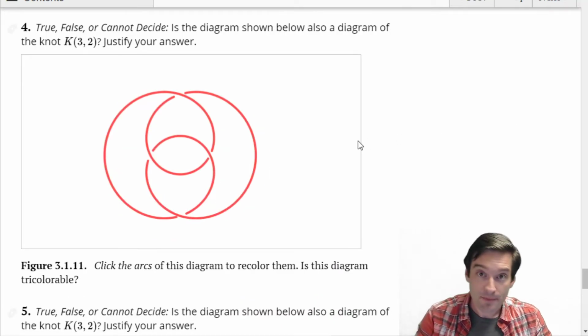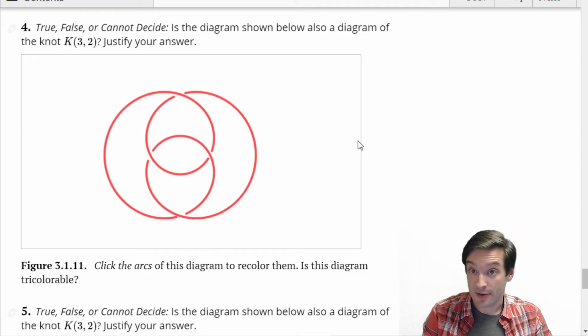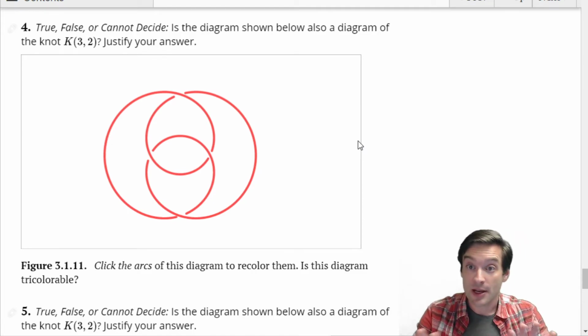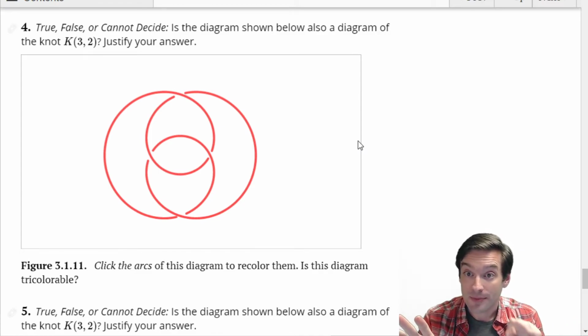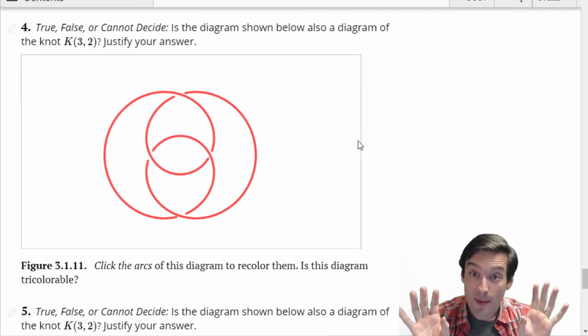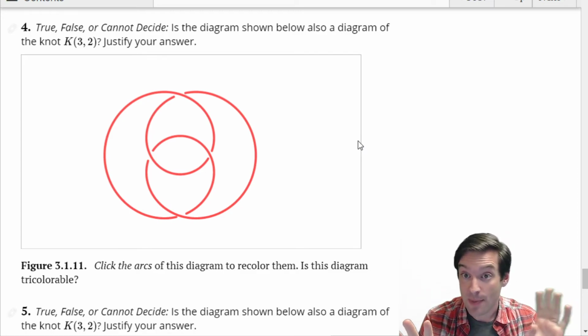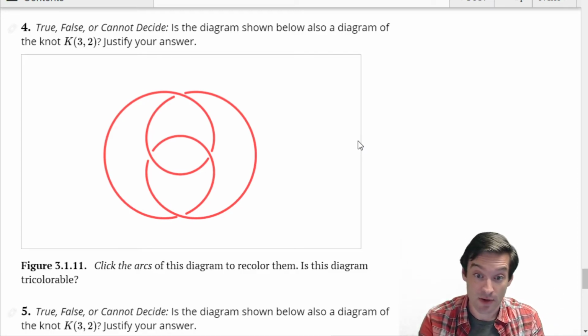If we agree that coloration, tricoloration, is an invariant of knots, then it will have the discrimination property. If one diagram can be tricolored and the other one cannot, then we know that those two diagrams must represent different knots, distinct knots. We can't have two diagrams of the same knot if one of them has this property and the other one doesn't, if this property is an invariant for knots.